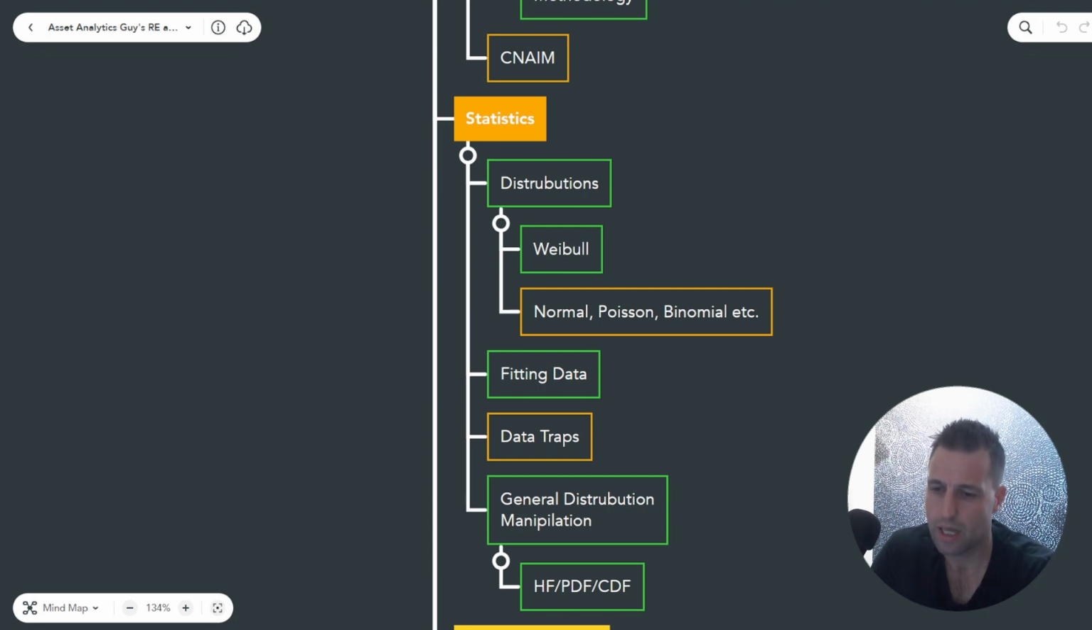So lastly, in the statistics area, there's general distribution manipulation. This is moving between things like hazard functions, probability density functions, and cumulative density functions, understanding the formulas and how to go from one to the other.